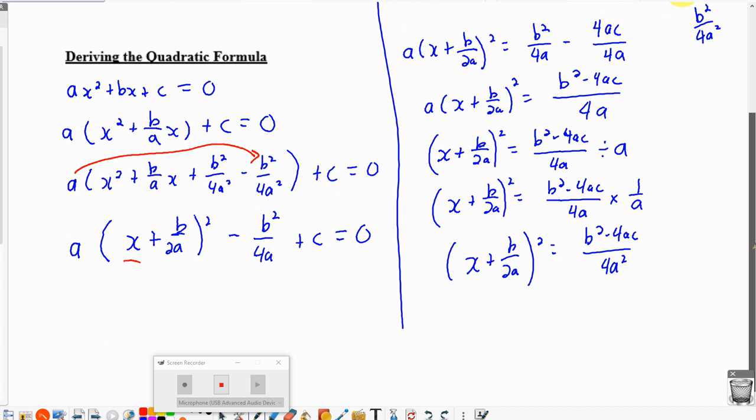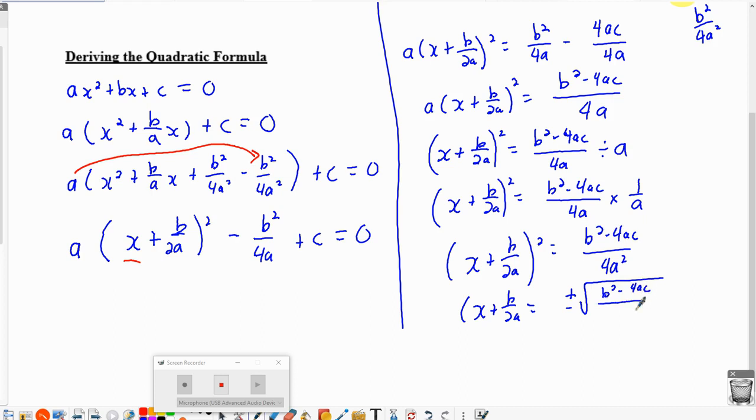I've got a space problem now, don't I? I should have used that over there, but anyways. X plus b over 2a. I'm going to bring the squared over. What's the inverse of squaring? Square root, plus or minus square root. There's the plus or minus in the quadratic formula.